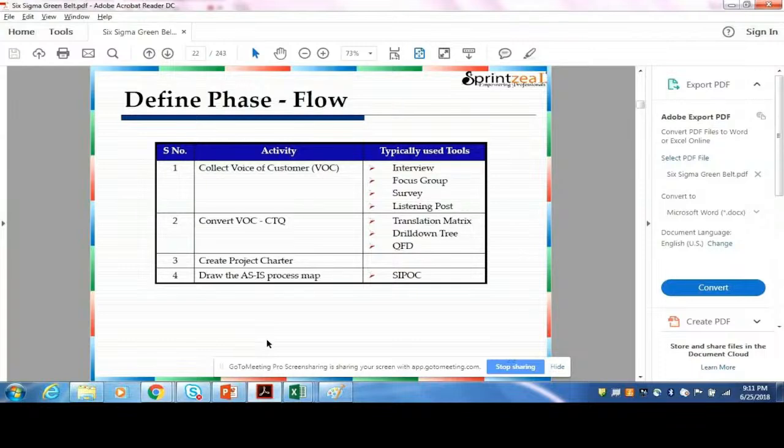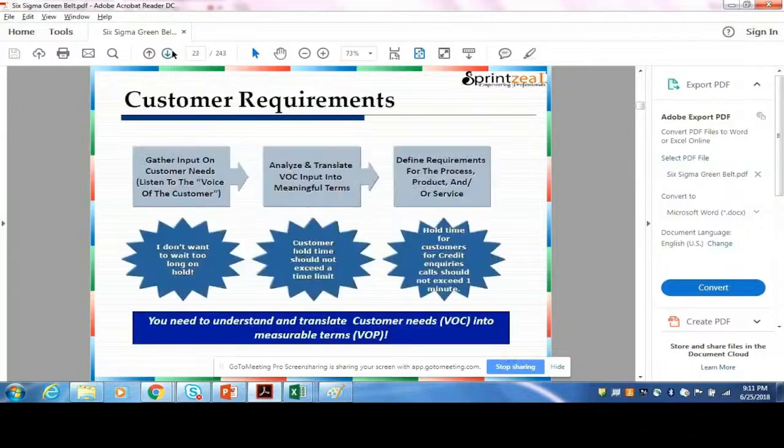So the define phase is all about defining the project. What is it that we want to do in the project? What is it that we want to achieve? What is the goal of the project? What is the problem that we have? And there are various tools and techniques at our disposal to use. So we will get into the define phase now.